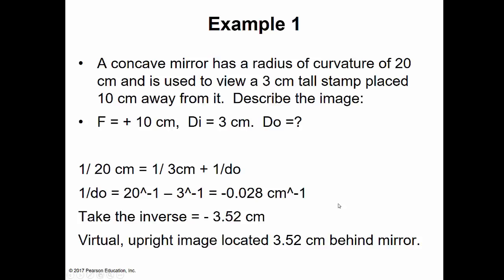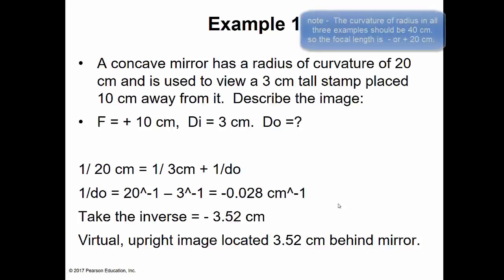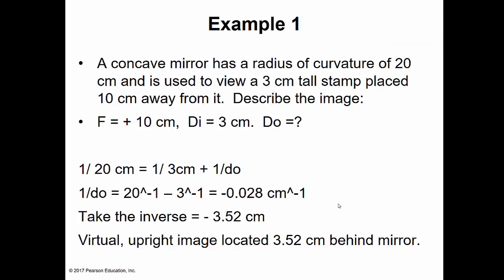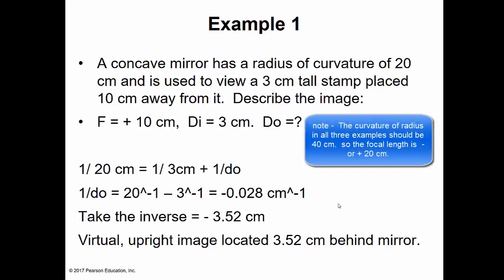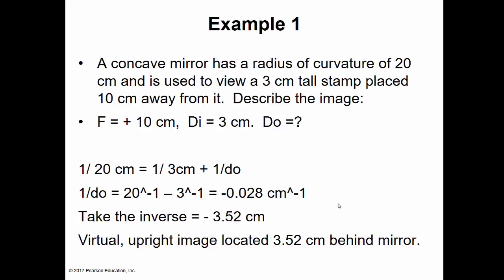A concave mirror has a radius of curvature of 20 centimeters and is used to view a 3 centimeter tall stamp placed 10 centimeters away from it. Describe the image. So I know this is a concave mirror, which converges light, so the focal length is a positive half r. Half of 20 is 10, so it's positive 10 centimeters. The image distance is 3 centimeters, and we're going to look at the object distance.